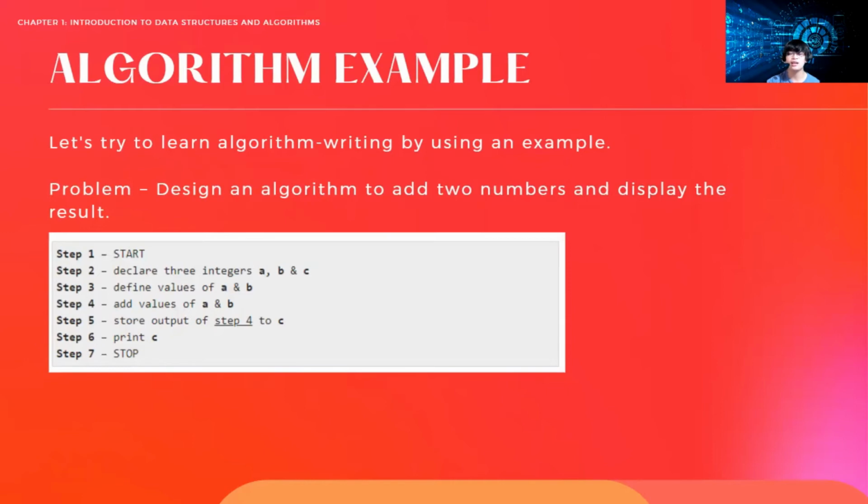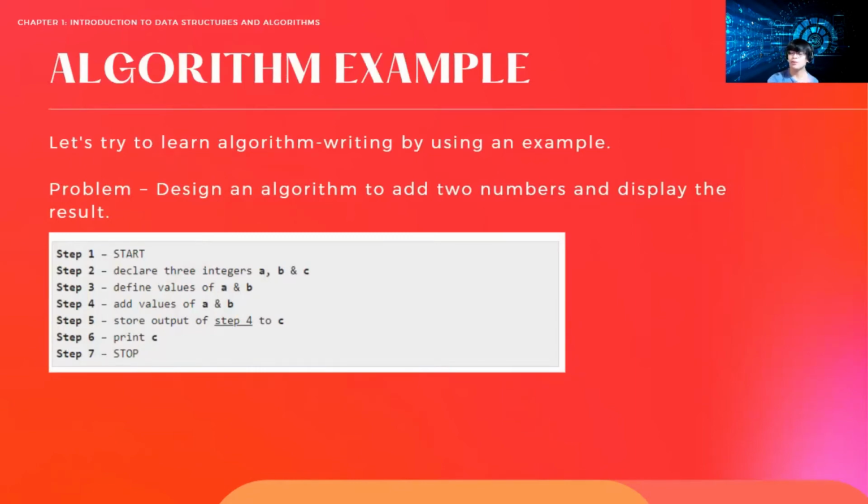Or you could say, declare three integers. As in the earlier steps, we only display the integer, so the result should be an integer also. So integer A, B, and C. The C is the result. A is the input, again, there are two numbers. B is the input and C is the output.